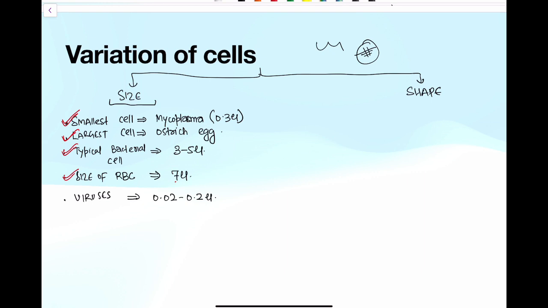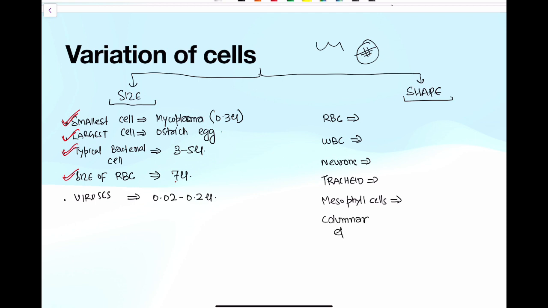Now among the shapes, what can you be asked? You can be asked about the shape of RBCs, the shape of WBCs, which are mentioned in your book, the shape of neurons, the exact points which are mentioned in your text, the shape of tracheid, and diagrams are also given in your book, the shape of mesophyll cells, and the shape of columnar epithelial cells. I am going to put forward the exact keywords that your book has mentioned. RBC is round and concave. WBC is amoeboid.